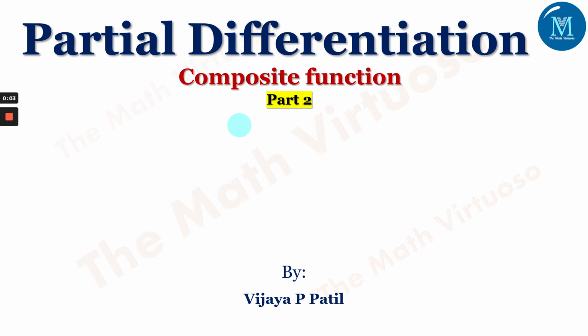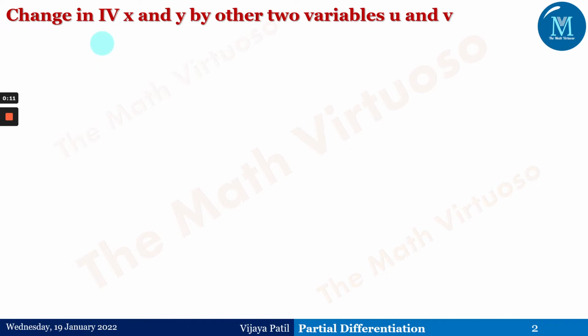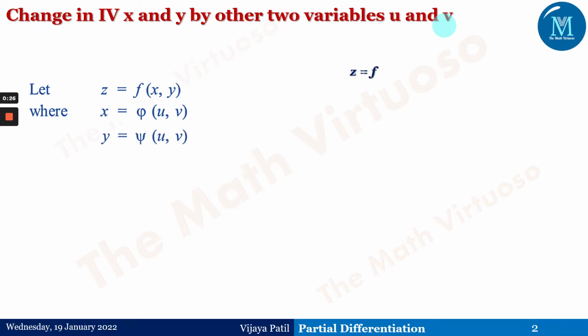Hello and namaste. In continuation of the partial differentiation, we are dealing here with the composite function part 2. So, change in independent variables x and y by other two variables u and v. Let us suppose z is a function of x comma y, and x is a function of u and v. Similarly, y is also a function of u and v.